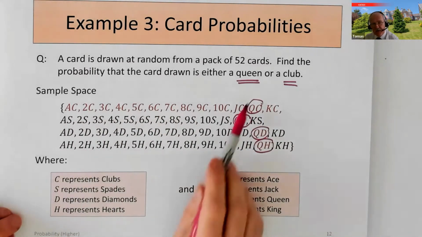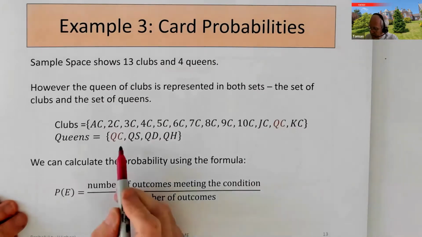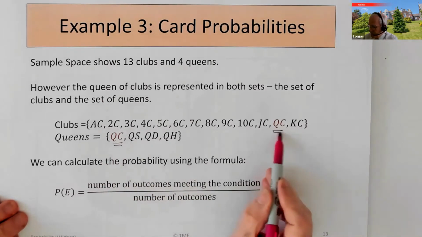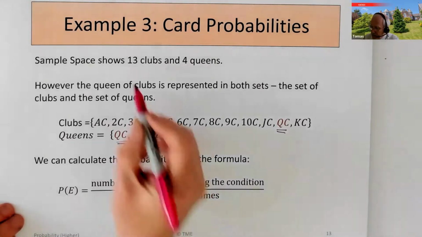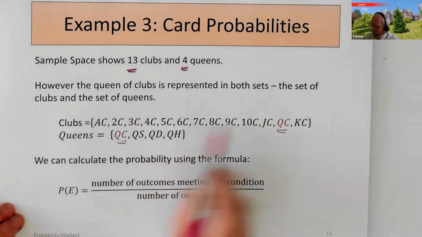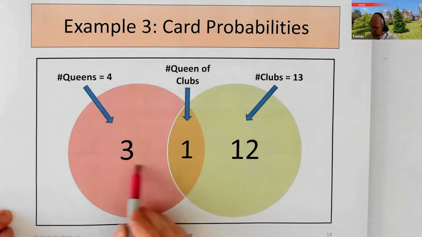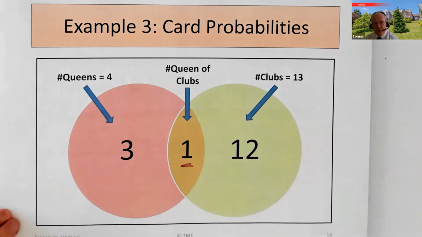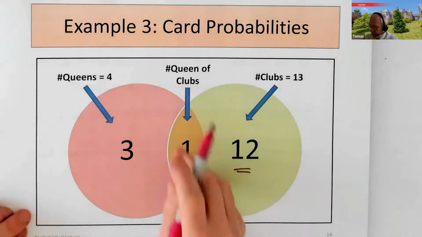So in this case, they're not independent in that sense. They can be the same. So the queen is there and there. We calculate the probability of the number of outcomes meeting the condition over the total number of outcomes. Now, there were 13 clubs and 4 queens, but 1 was both. So there we can see that the queens, there's 4 of them, but 1 of them is the queen of clubs. And there's 12 clubs plus the queen. And this one, we don't want to count it twice.